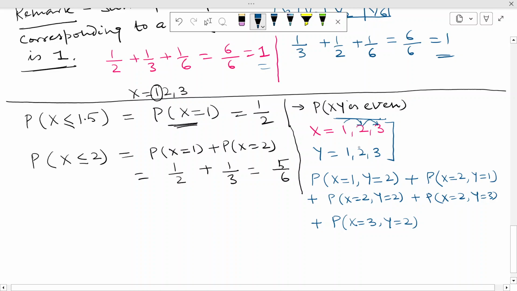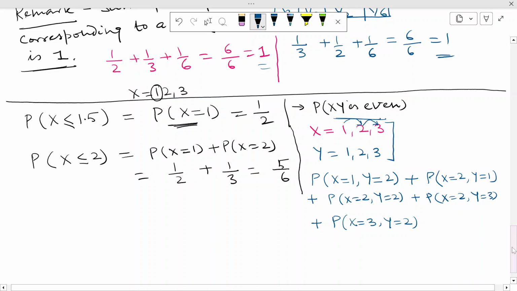So we have to consider all those pairs which satisfy the given condition, and the condition is that the product of the values of these two random variables should be an even number. So we have filtered out those values, and what we have to do next is add all these probabilities.